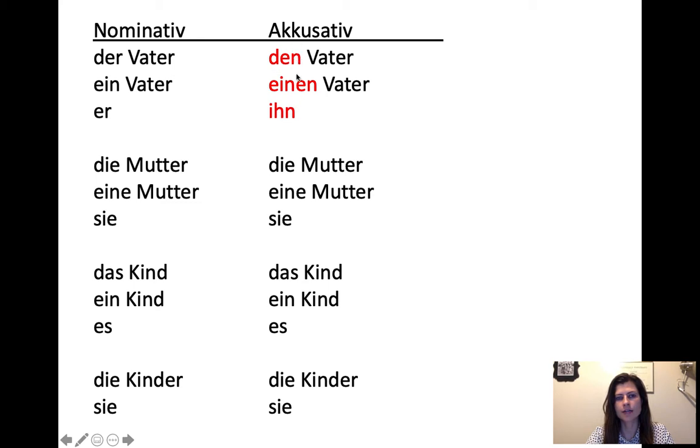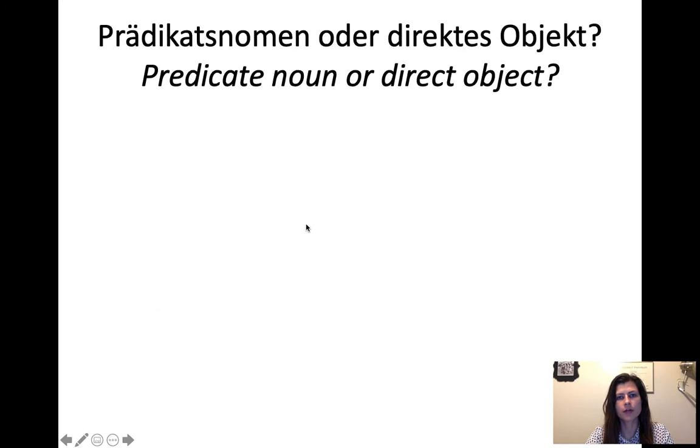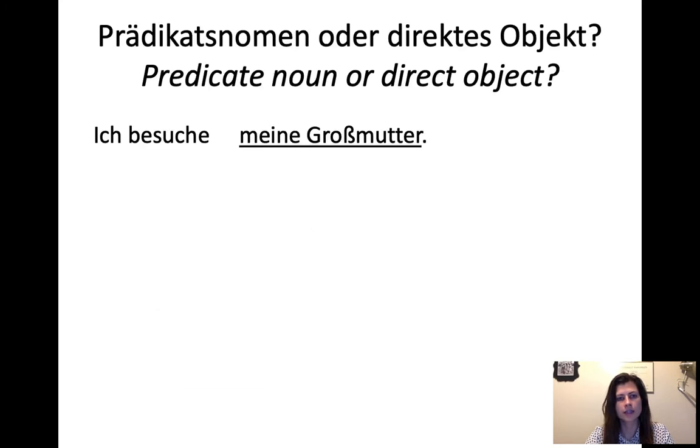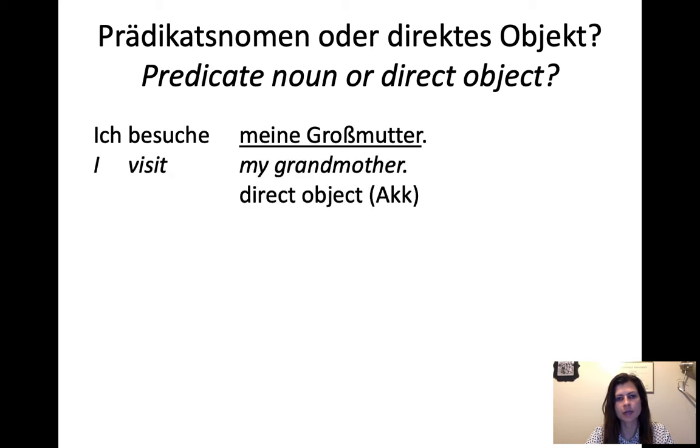Den Vater, einen Vater. I also have the pronouns on this chart, but we haven't done those yet. We will get to these pronouns very soon, though. So let's remember how to identify a predicate noun or direct object. Ich besuche meine Großmutter. I visit my grandmother, and it's a direct object because she's receiving that action.